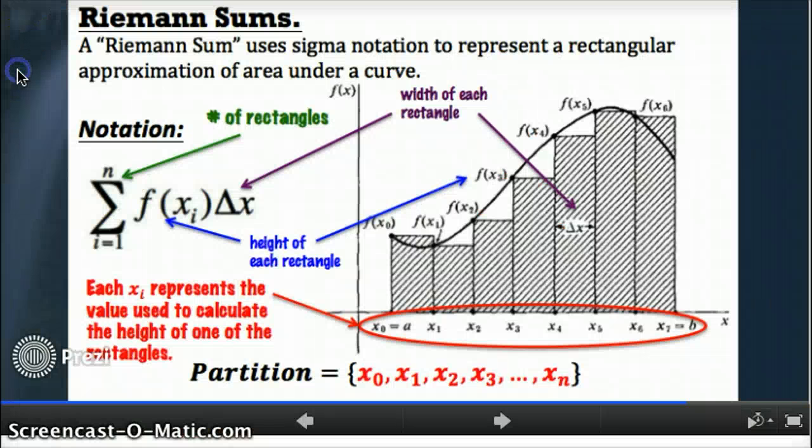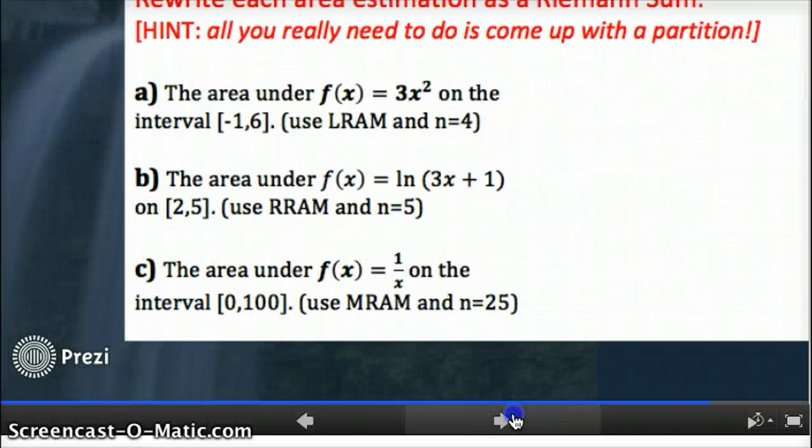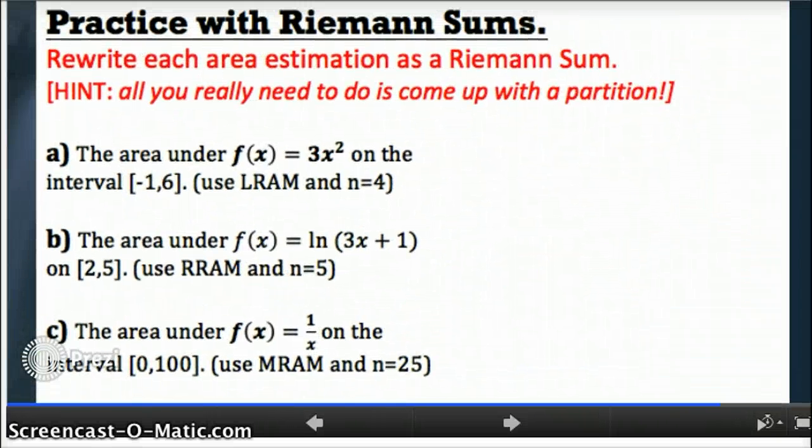Okay, let's get some real practice with this. For each of the 3 examples on the screen, your job is going to be to write a Riemann sum, which represents the quantity. I'll do example A with you. We're asked to find the area under this curve. We're given the interval, and we're told to use LRAM with n equals 4. Without necessarily graphing this function, you should be able to visualize approximately what this means. There's some parabola, there's an interval, and we're supposed to find 4 rectangles that approximate its area.